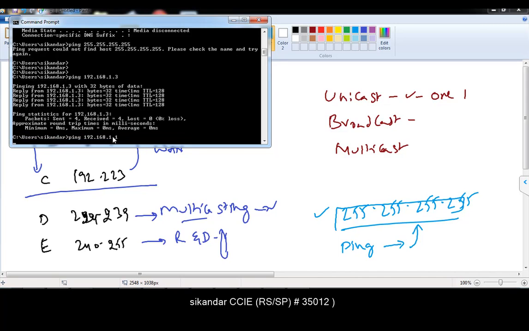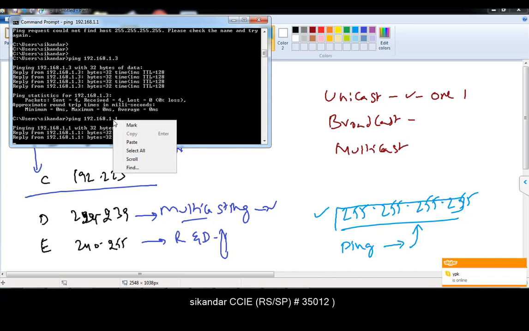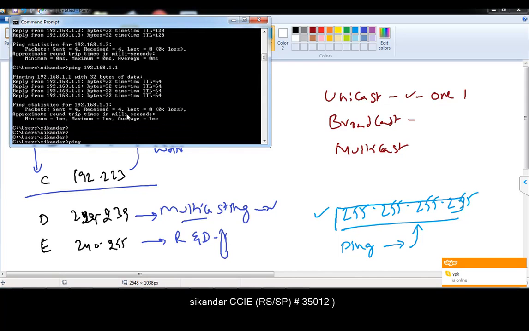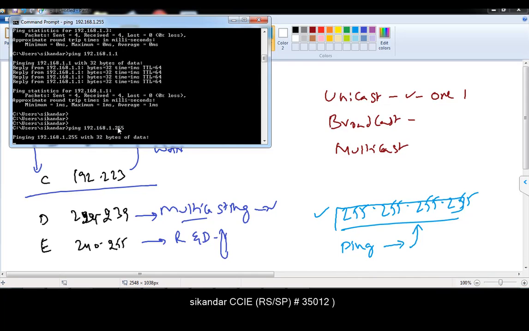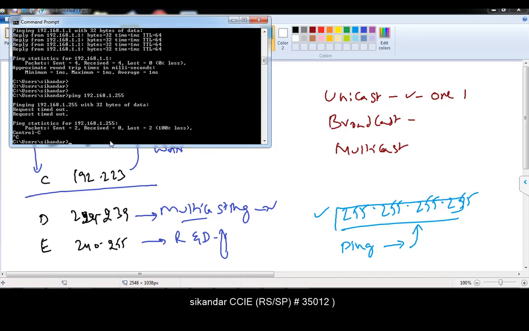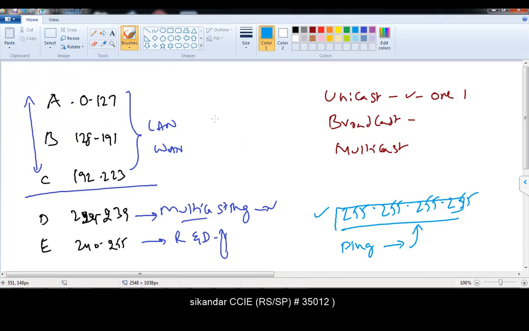Probably I can get a reply from 1.1, because 1.1 is my router address, the router I'm connecting to my internet. And if I ping the last address, that is the broadcast ID. If I try to ping this broadcast address, we'll get a reply from all the devices. I'm not getting it exactly here. So generally there are some addresses called broadcast addresses, and we'll see this broadcast address here.